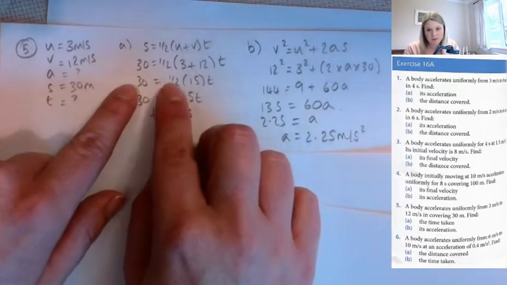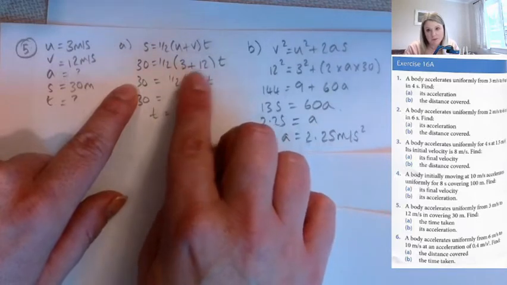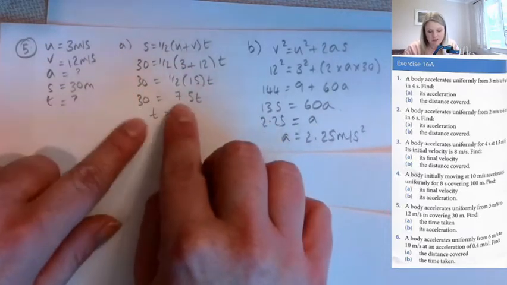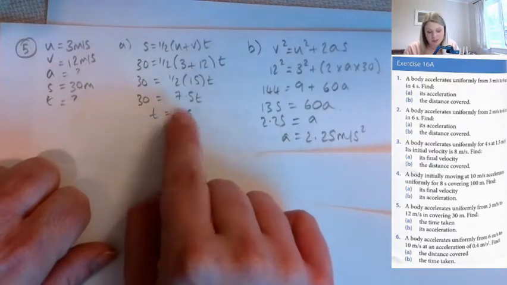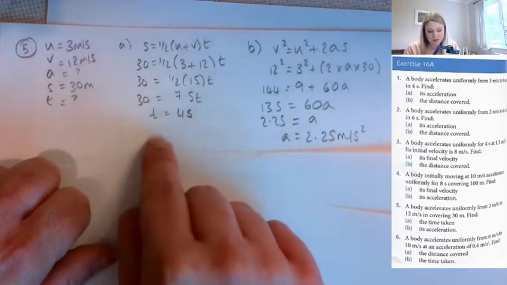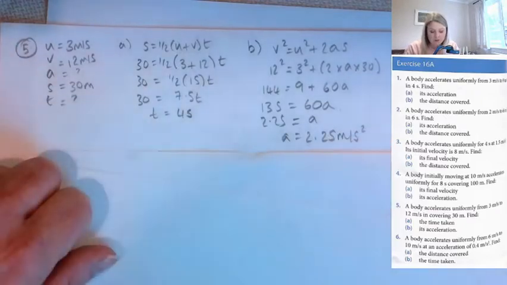So 30 equals a half, 3 plus 12 is 15, times T. Half of 15 is 7.5, and then divide both sides by 7.5, and you end up getting a time of 4 seconds. For part B, it had asked for the acceleration.